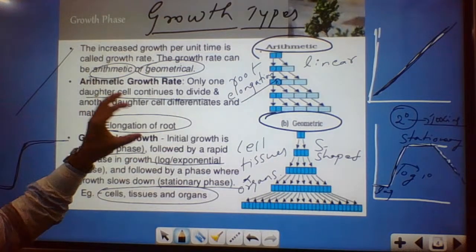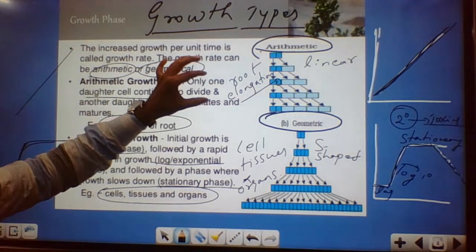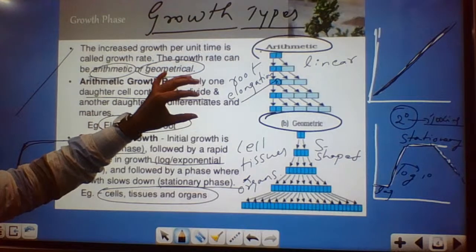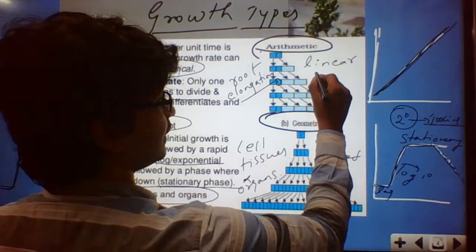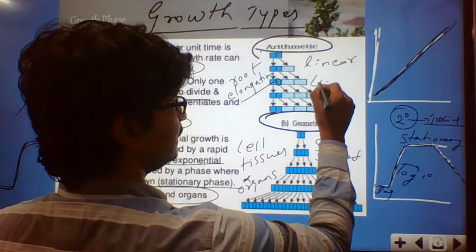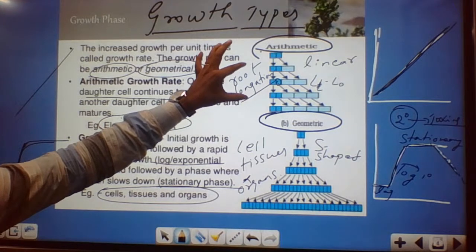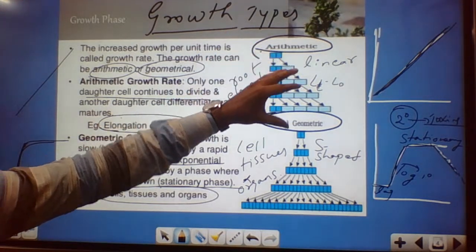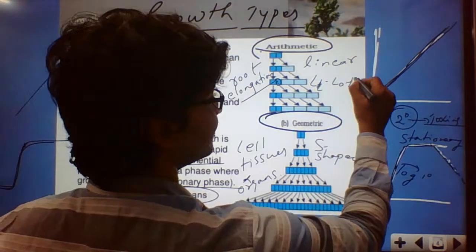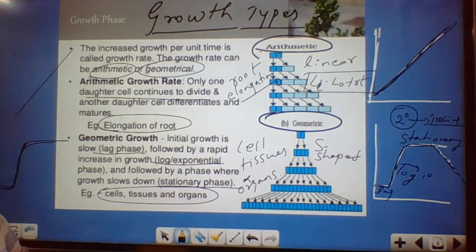We have the specific formula also. Can someone tell me what is the formula that we usually plot for the arithmetic growth? Usually Lt is equal to L0 plus rt. L0 plus rt. So this is the formula that they usually plot for arithmetic.